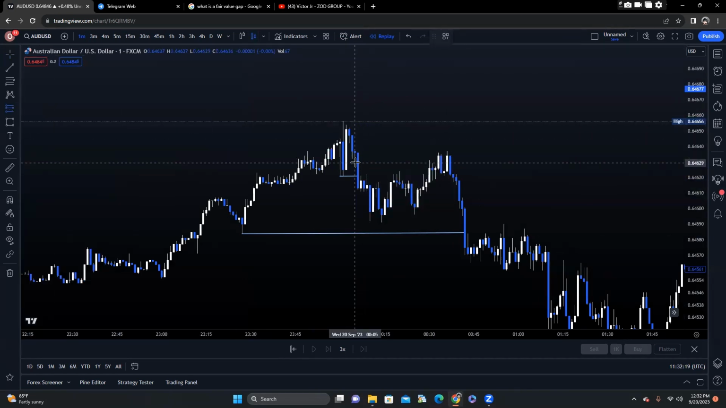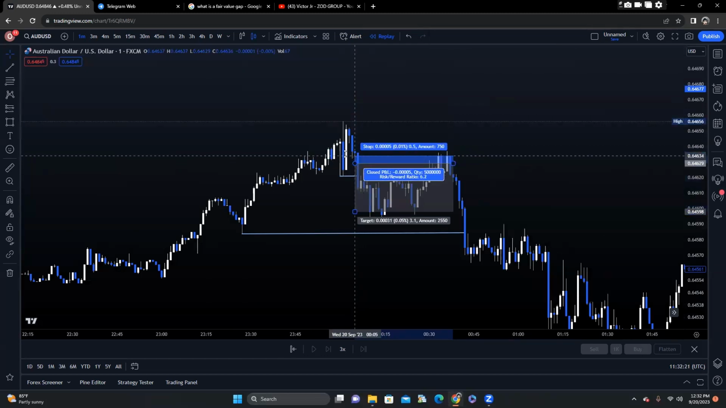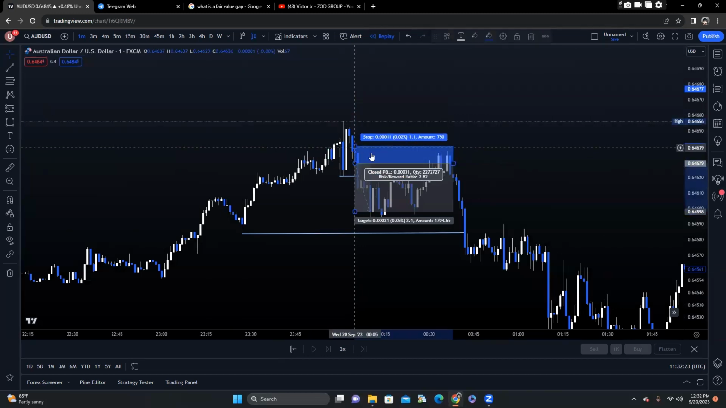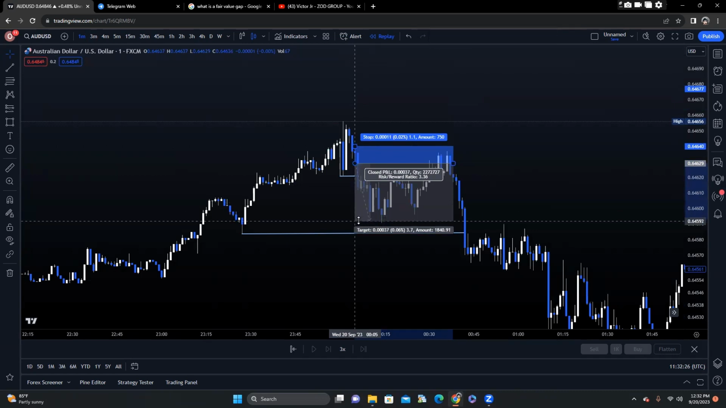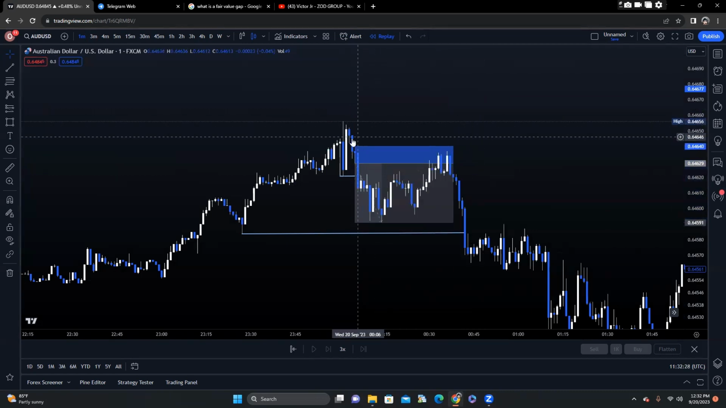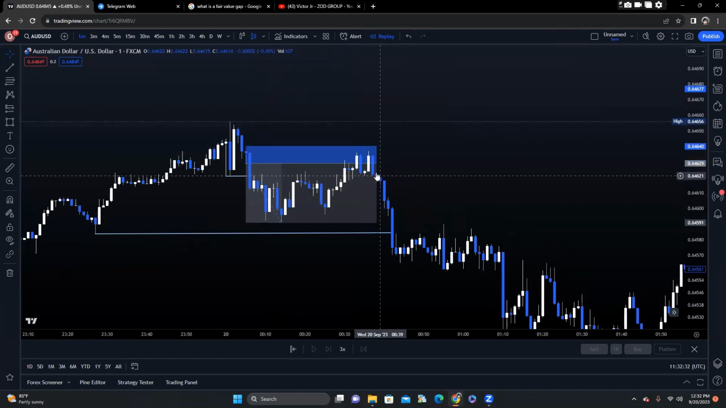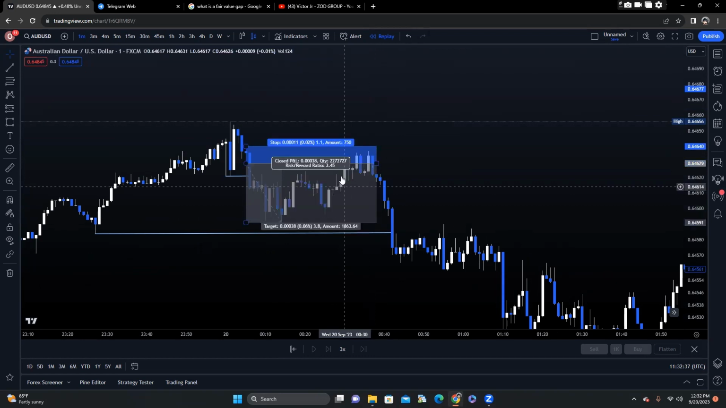This is an entry here. Stop loss will be above the order block. Take profit will be the low here. This is another entry, but you see that price never got here, so we could never tell. But you see price tapped into here. What happened? It came, this one is to 3.4 and it took it out.